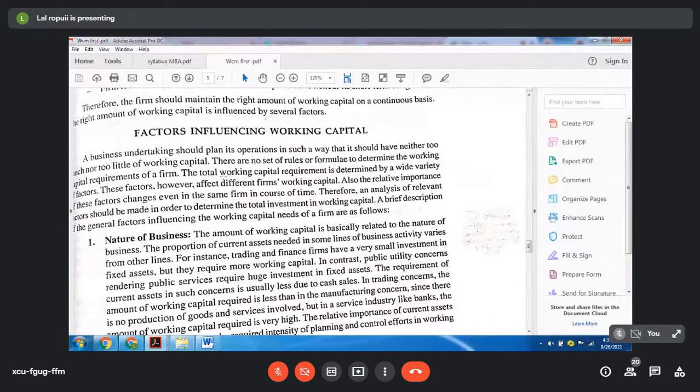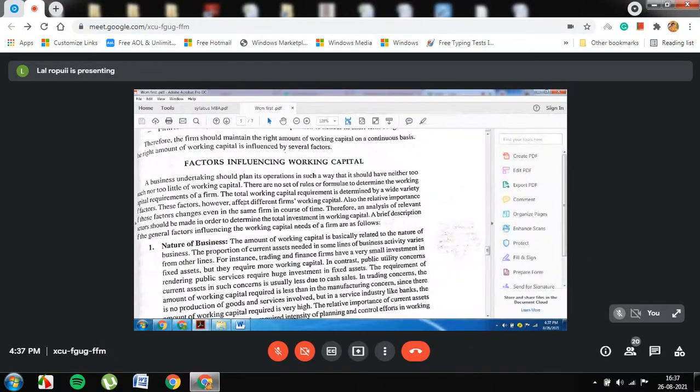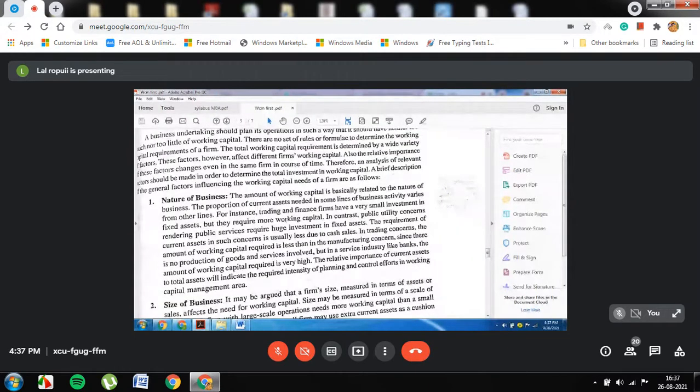Factors influencing working capital. Like I have mentioned, we know that the business firm needs working capital, but how much is required, and what are the factors which determine the requirements of the working capital of a particular business? Number one is nature of business. Nature of business determines the amount of working capital required. So let's look at this third line here.